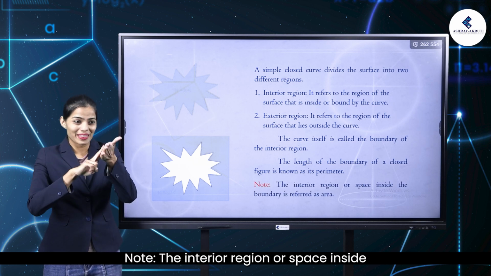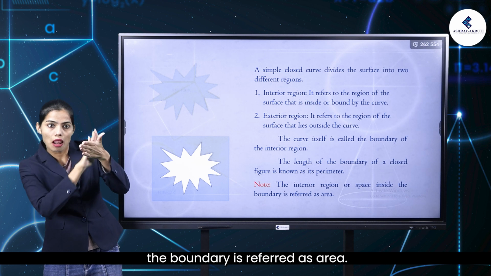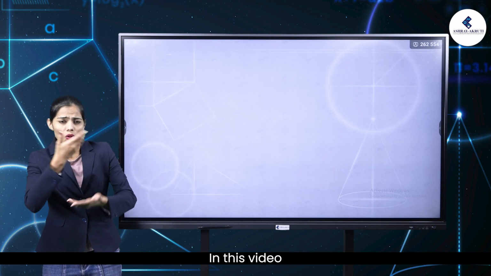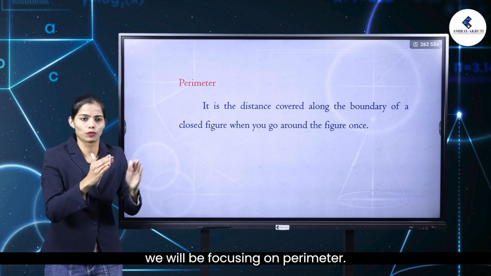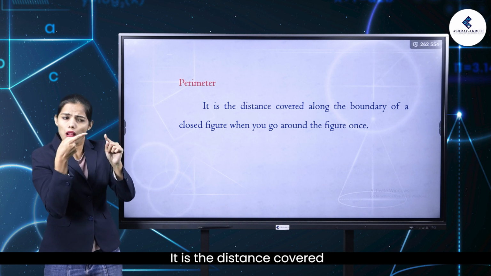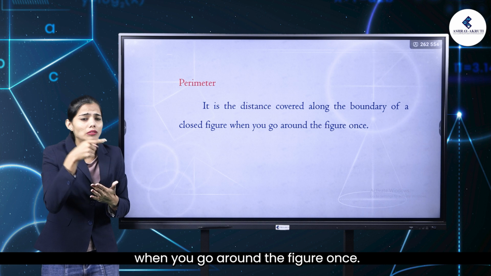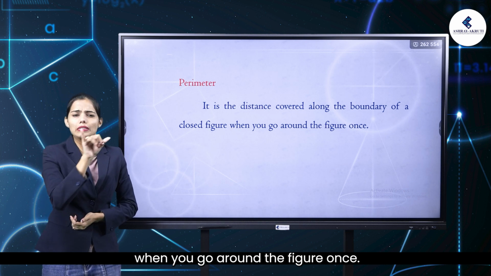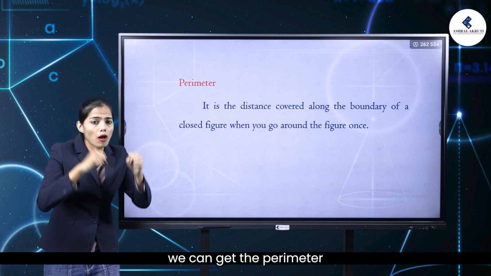Note: the interior region or space inside the boundary is referred to as area. In this video, we will be focusing on perimeter. Perimeter. It is the distance covered along the boundary of a closed figure when you go around the figure once. Simply, by adding all the sides, we can get the perimeter.